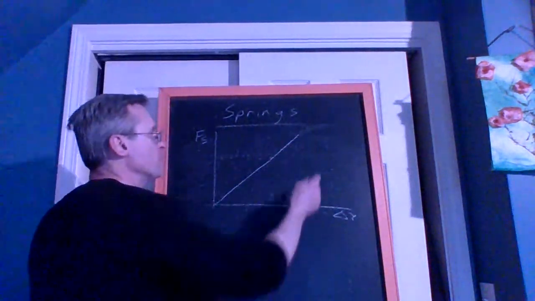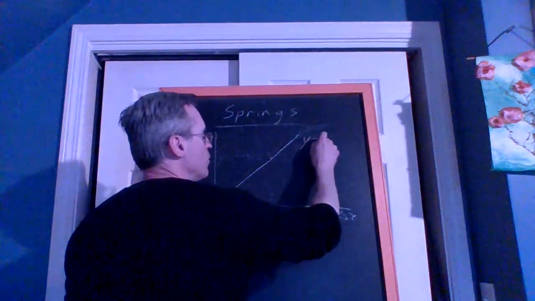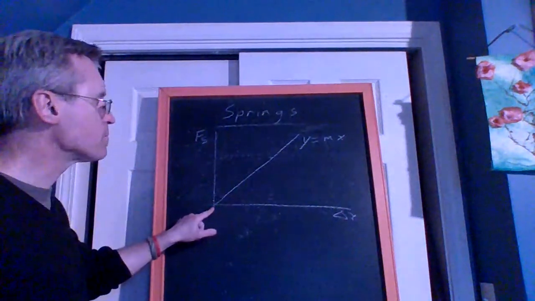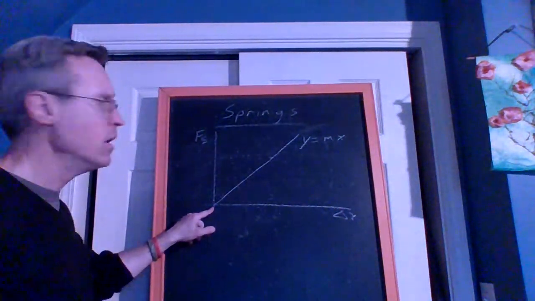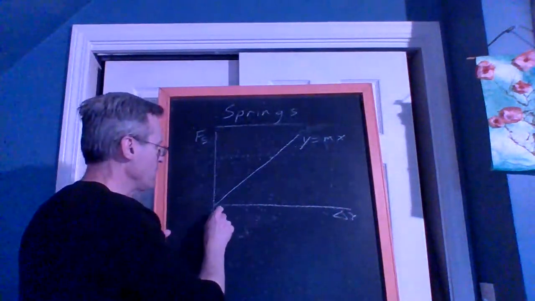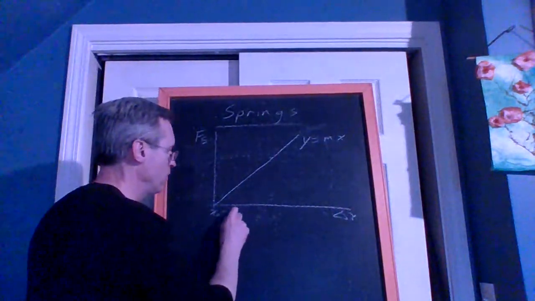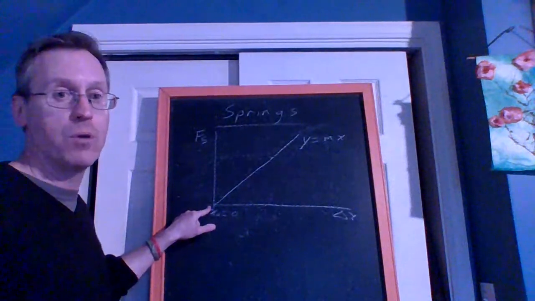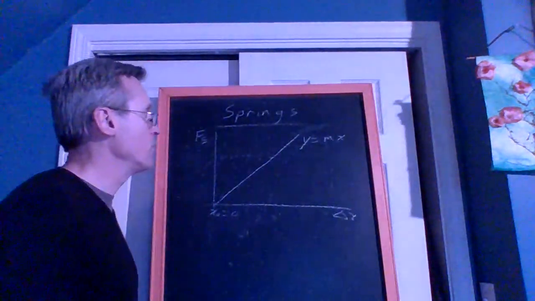Well, what's the equation for a line? Well, y is equal to mx. The y-intercept would be 0, because if you didn't disturb the spring at all, and we'll say x naught is 0, then it would just be at its equilibrium position. It wouldn't pull back on you or push on you at all. So the y-intercept is 0.